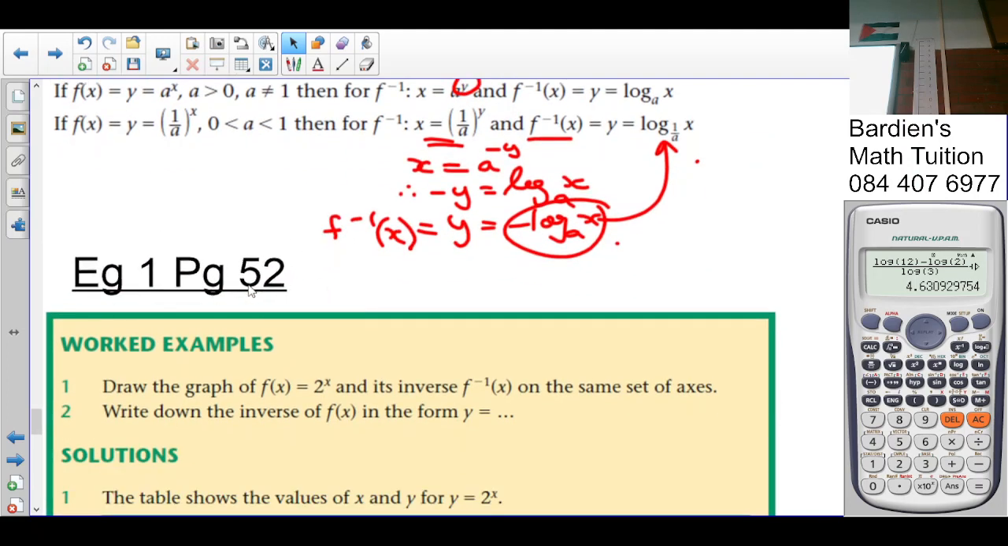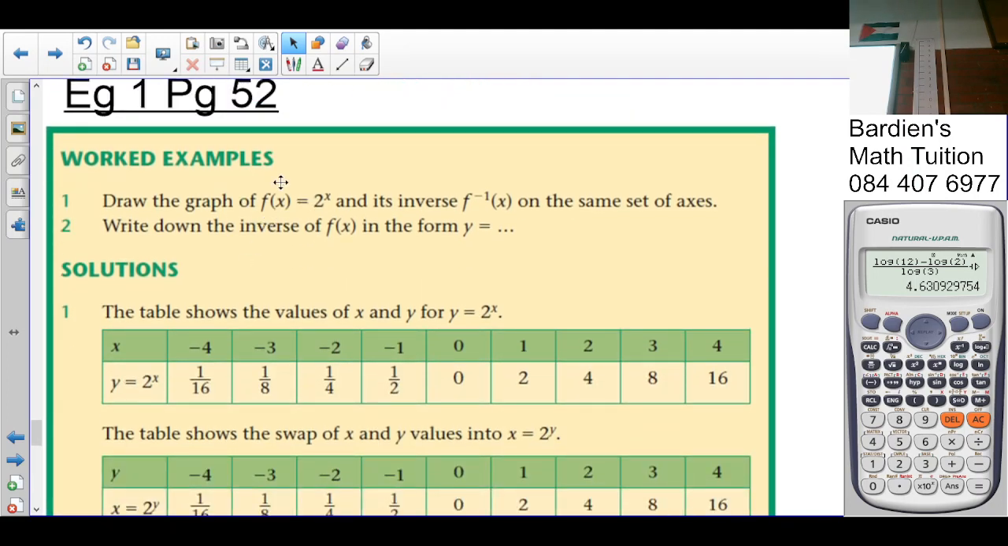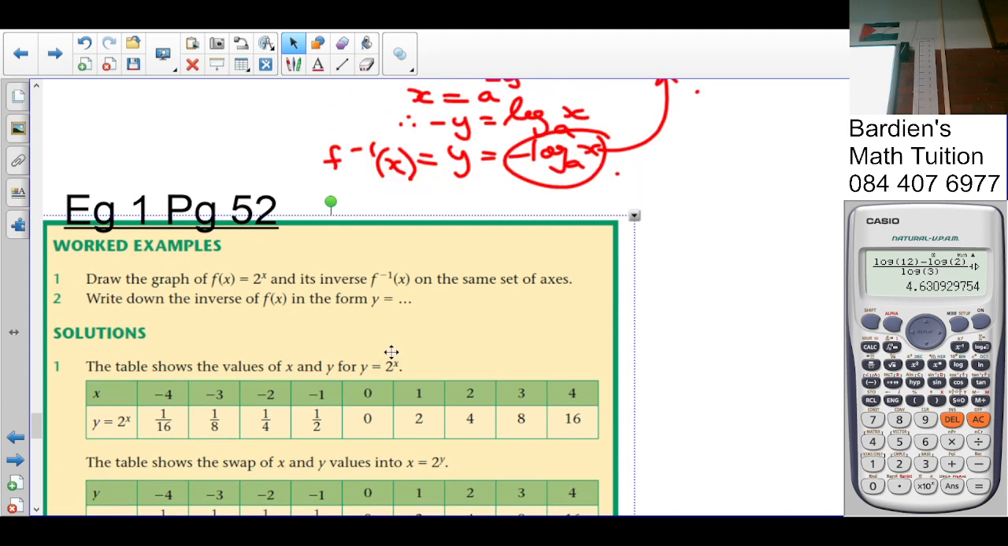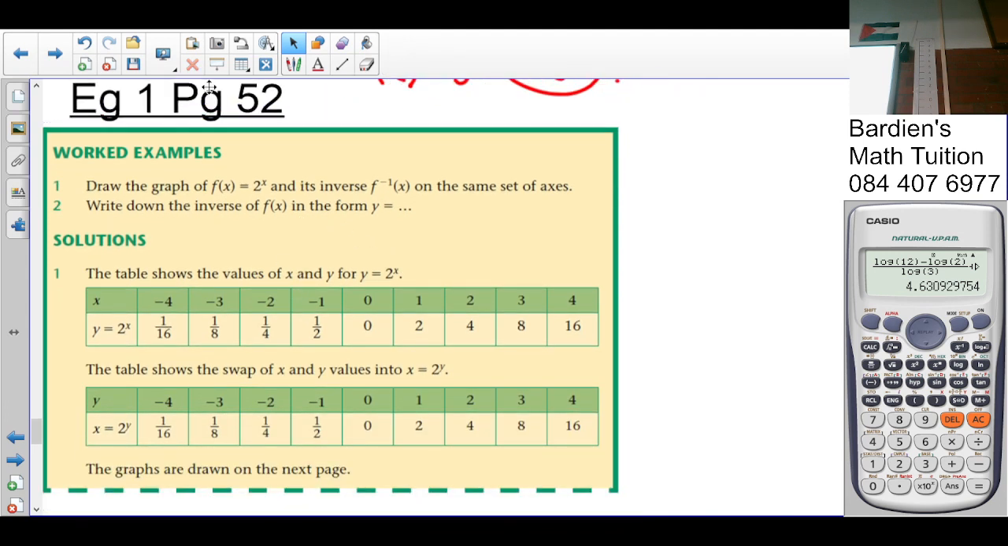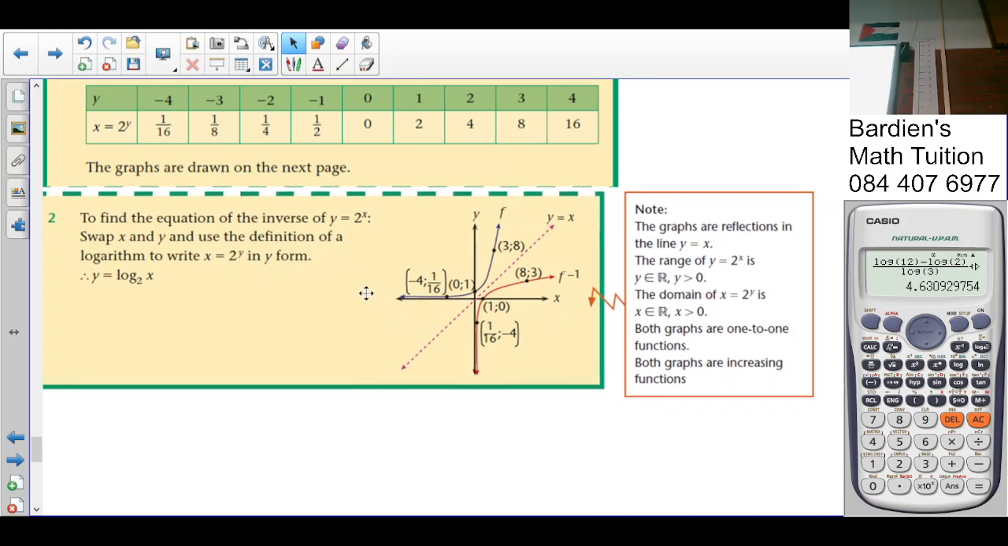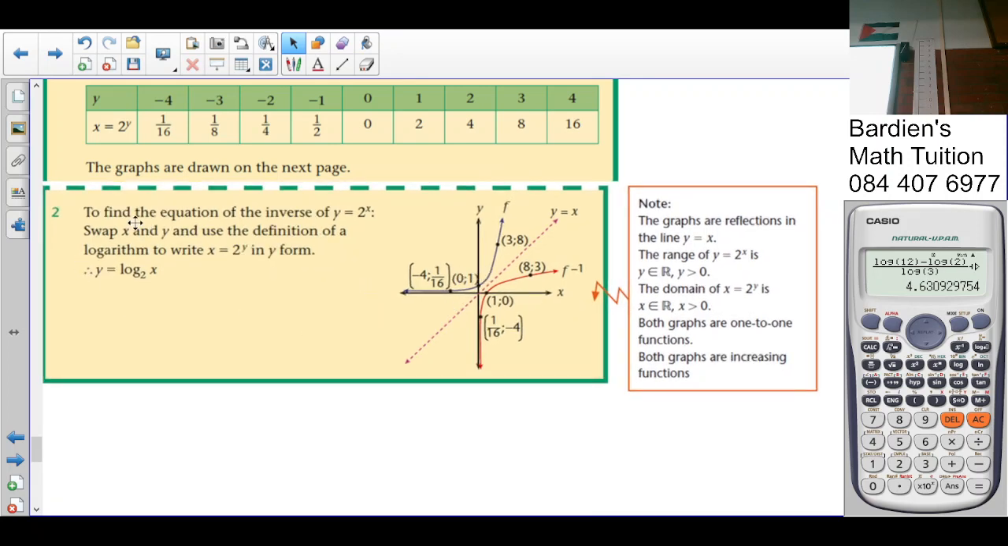Okay. So we're looking at worked example 1 on page 52. In worked example 1 on page 52, they ask you to draw the graphs of f of x equals 2 raised to the x and its inverse function on the same set of axes. Write down the inverse function in the form y equals. Now, we have done this graph before, many times. So what they did was they drew up a table and they drew the inverse function, remember, by swapping x and y around, and then you'll get this graph here. There's something you need to consider here to find the equation of the inverse function. We'll speak about that now.